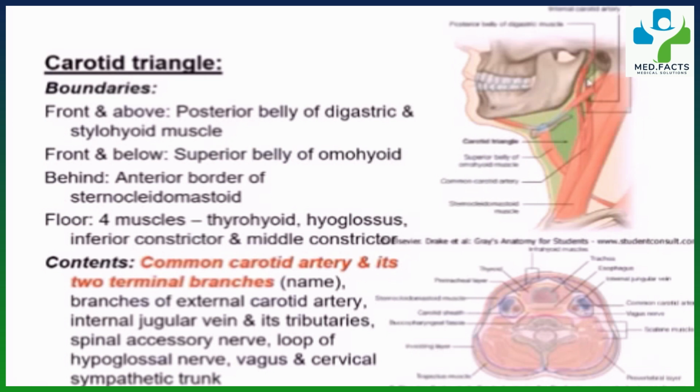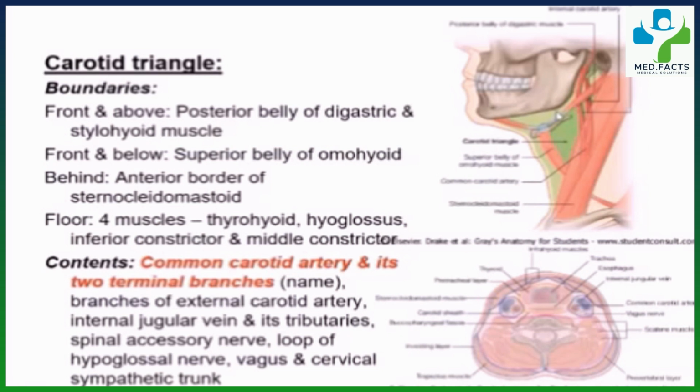So the boundaries of this triangle, superiorly, is formed by the posterior belly of the digastric, and behind, this is by the muscle called the sternocleidomastoid muscle. So the anterior border of the sternocleidomastoid will form the posterior border for this triangle. So once again I will repeat. Anterior inferiorly, we have this muscle called the superior belly of the omohyoid, and superiorly we have the posterior belly of the digastric, and behind we have the sternocleidomastoid muscle. So these are the boundaries of this triangle.